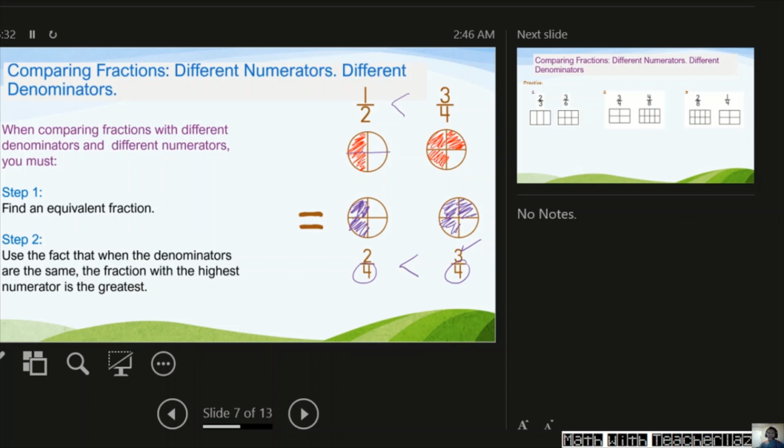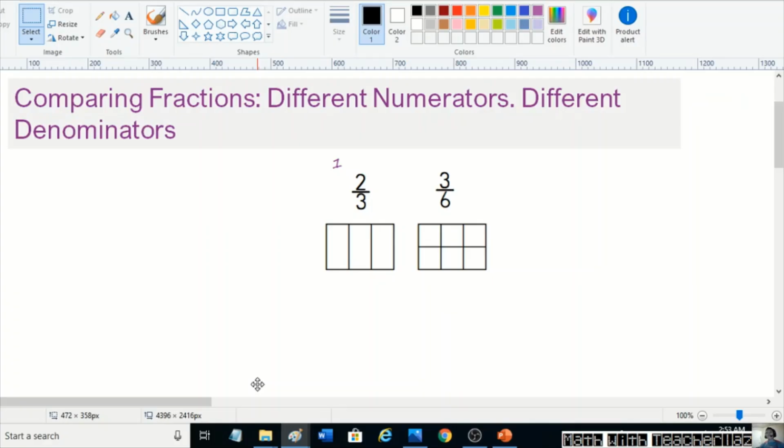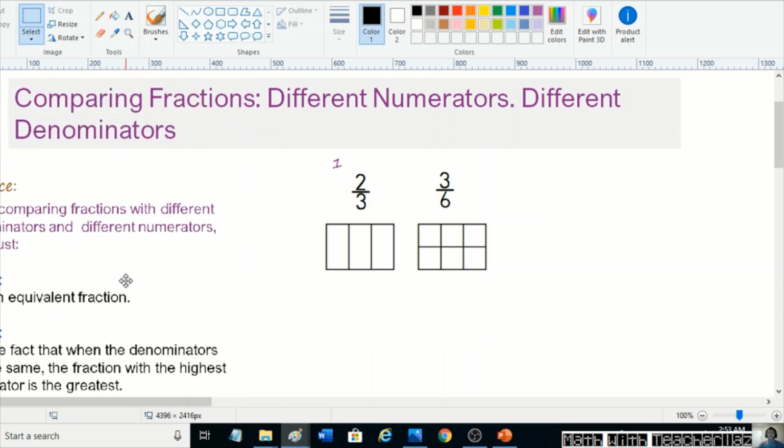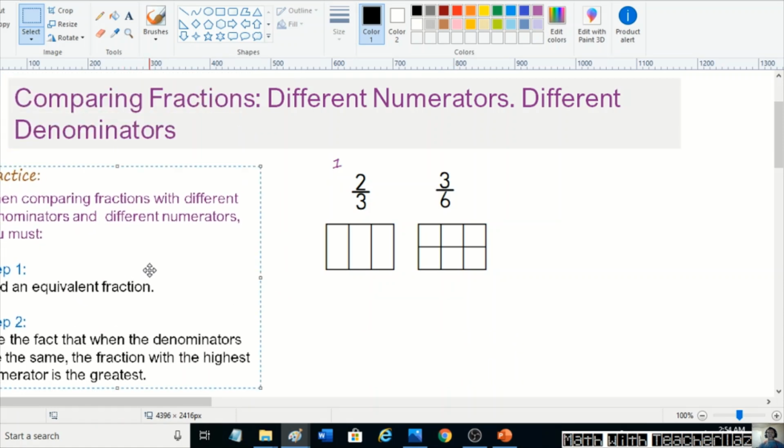So here we go. Okay, so in our first exercise, we're going to compare 2/3 to 3/6. Now here the denominators are going to be different and the numerators are going to be different. So we're going to remember the fact that when we compare fractions with different numerators and different denominators, we first find an equivalent fraction, and then once we have an equivalent fraction, we'll have the same denominators. We'll use the fact that when the denominators are the same, the fraction with the highest numerator is the greatest. Okay, so let's go ahead and do that.